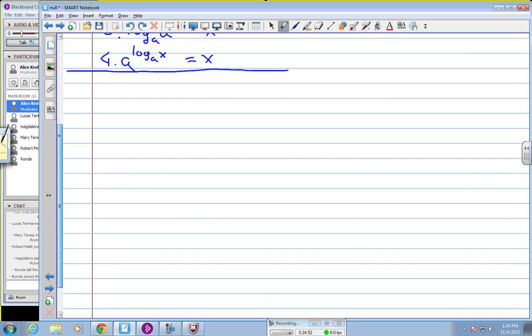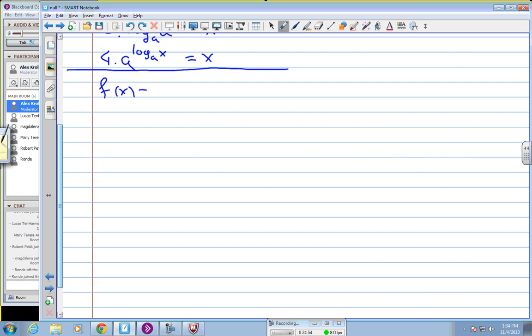If I consider these two functions, f of x equals a to the x, and g of x equals log base a of x. So I have these two functions. What if I decide to compute a composition, f of g of x? How would you write it?